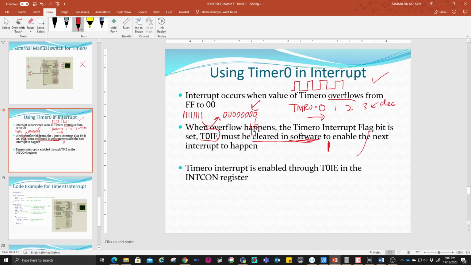So it will always go to the interrupt void function, always inside there. It will not go back to your main program. Okay, so timer 0, how to enable it? Timer 0 interrupt is enabled through the timer 0 interrupt enable bit in the INTCON register. This is the register that we use to set which type of interrupt we want to use. This is the one from chapter 2 last time. Okay, let's move on.